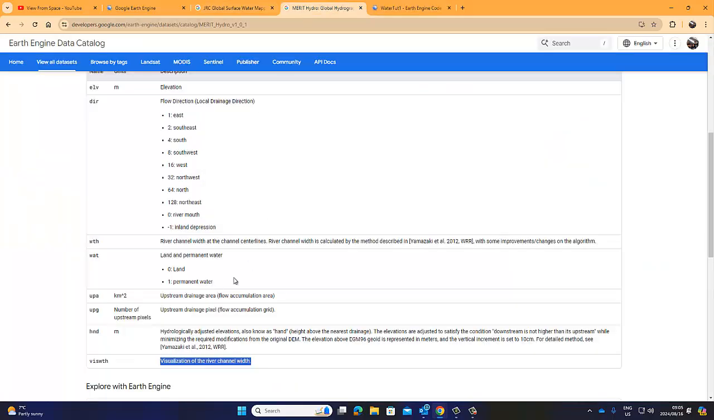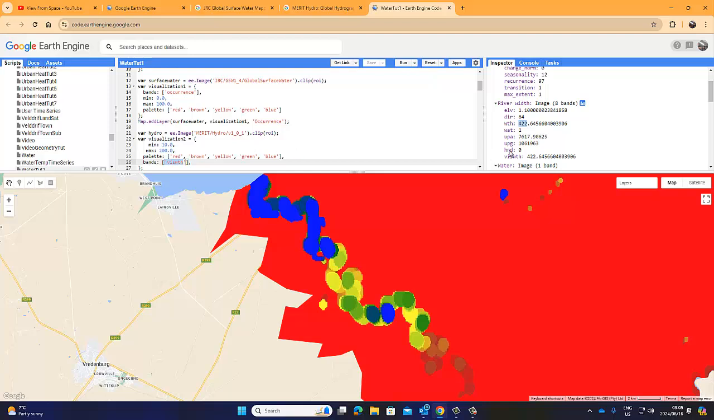Is it meters? 422 width. I would assume it is meters. It doesn't really say, but I would assume it's meters, because it can't be millimeters, that's very small. So this must be meters, can't be kilometers, that's too big. So this is meters.